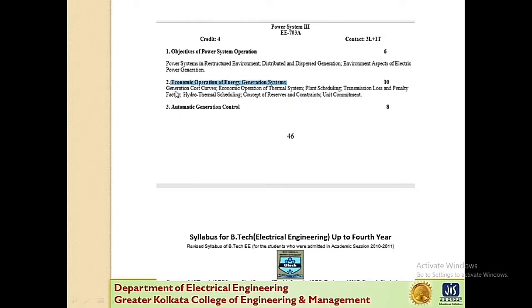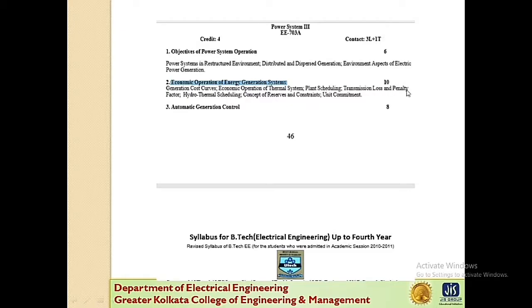In the previous video, I have discussed generation cost curve, including input-output curve and heat rate curve. I have also discussed input fuel cost and total heat rate. Now in this video, I solve a problem related to the input fuel cost, input fuel rate and heat rate, and also related to the incremental cost.